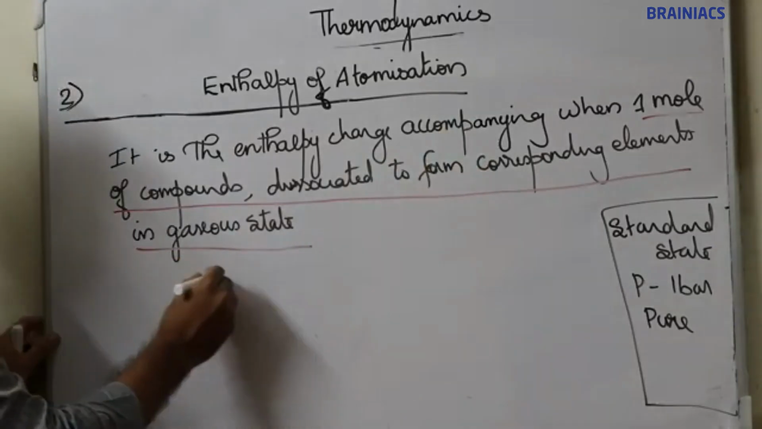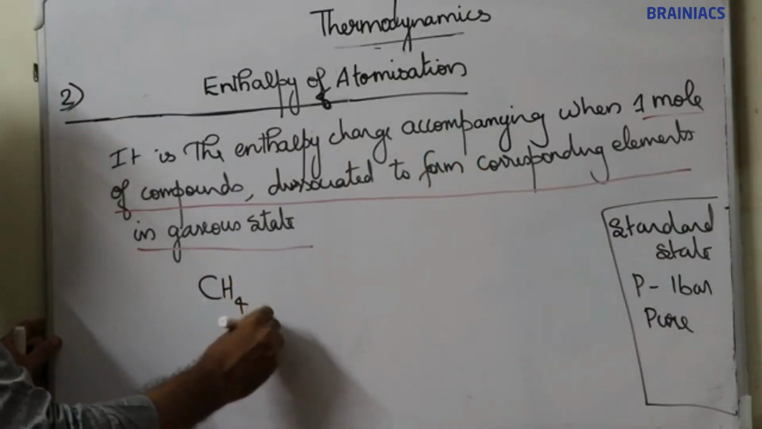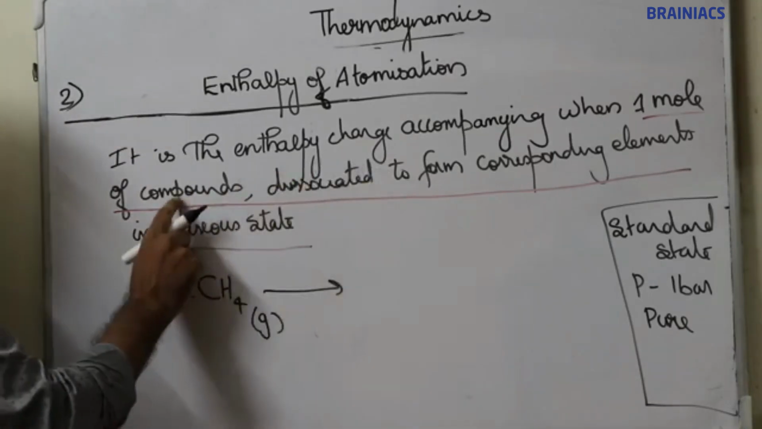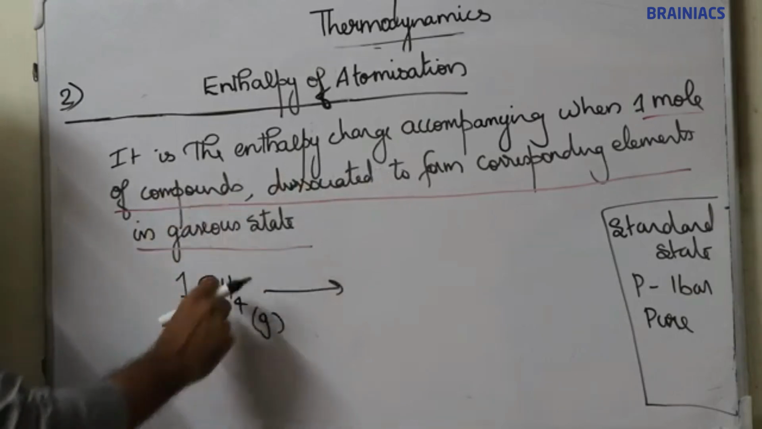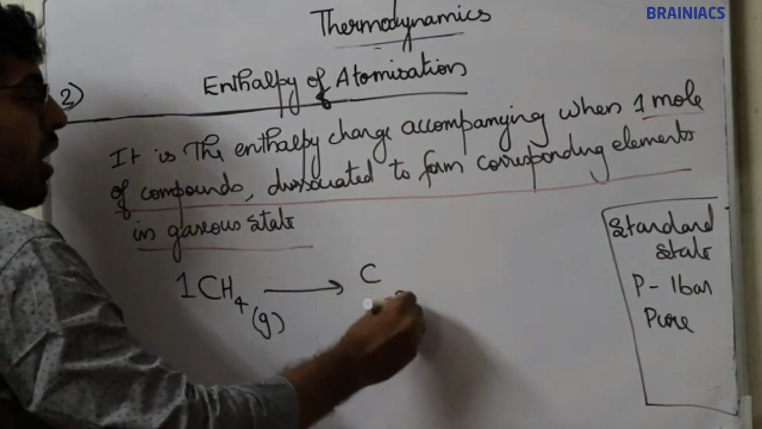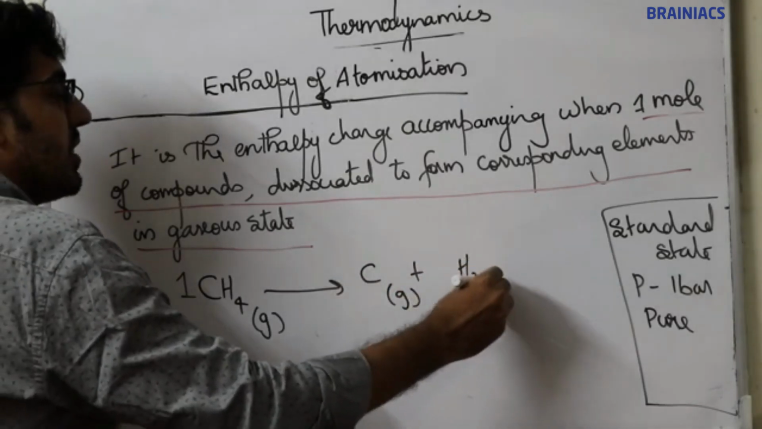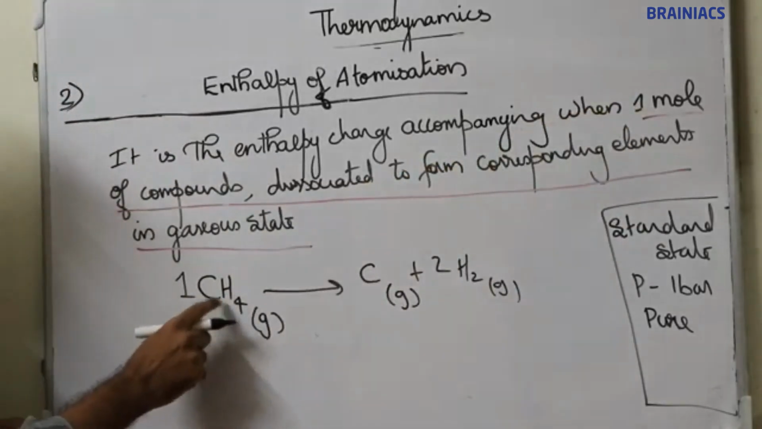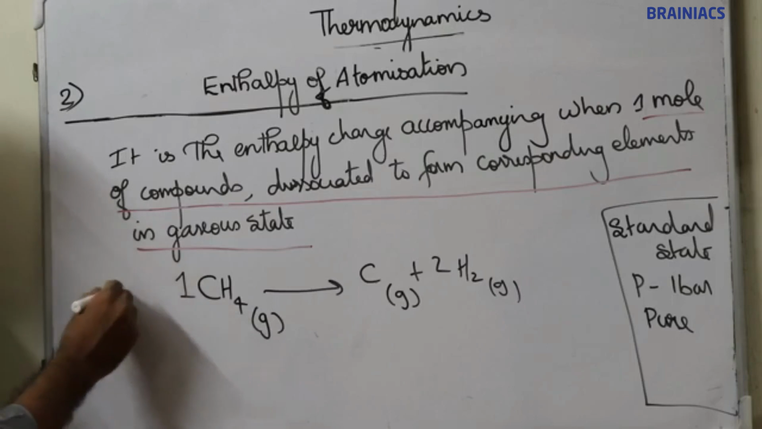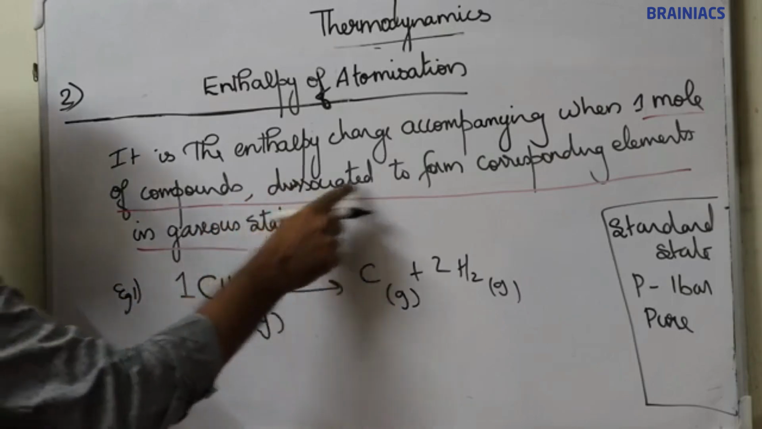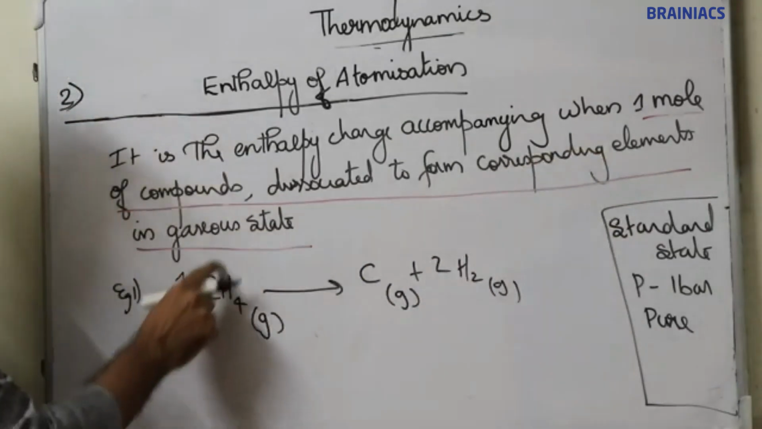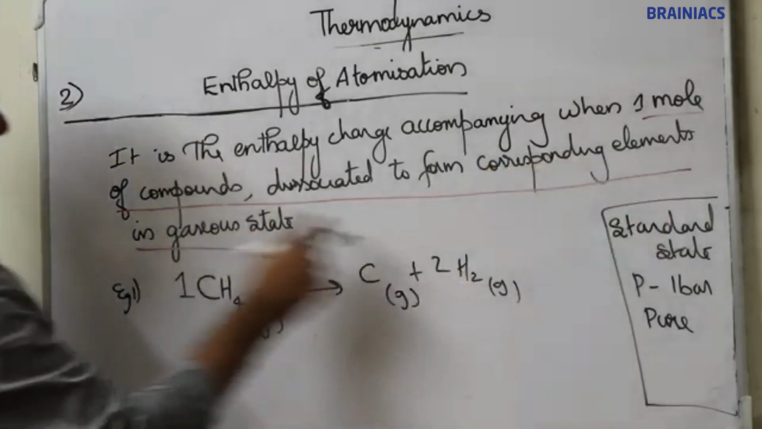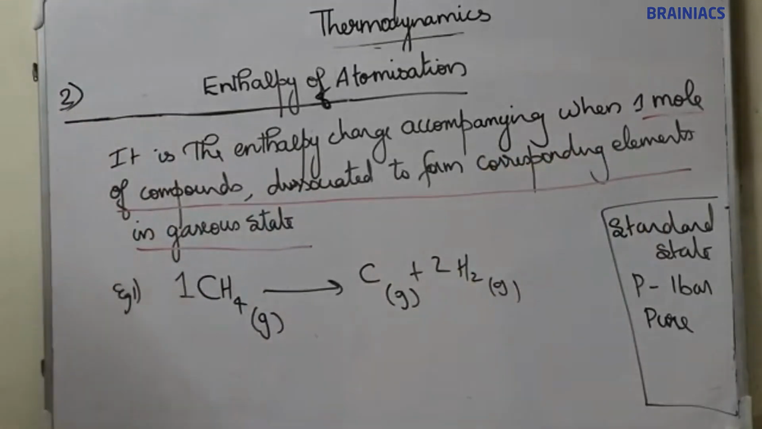For example, if you consider methane, 1 mole of a compound, so 1 mole of methane dissociates to form carbon and hydrogen in gaseous state. When this molecule dissociates, it will produce carbon and hydrogen, the corresponding elements in gaseous state. Then those reactions are known as atomization reactions.